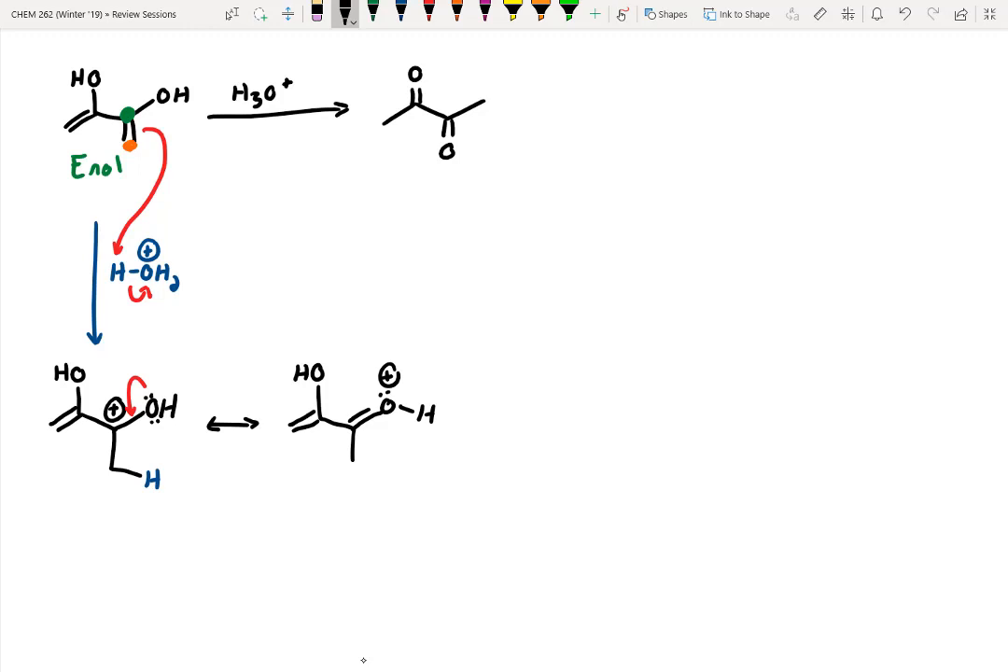All right, so we're moving along. We still have water floating around though, right? So we'll account for this water. What do you think will happen in order to get to a neutral intermediate? Yeah, probably just going to have to deprotonate.